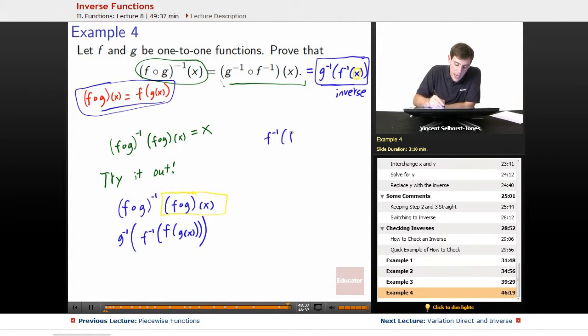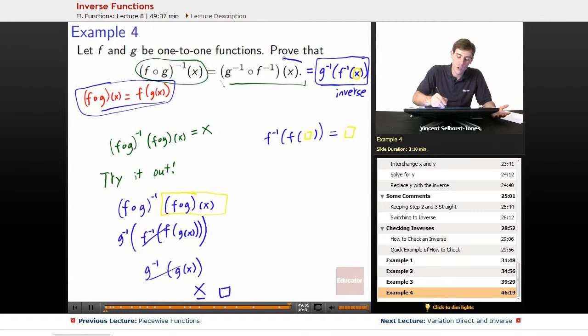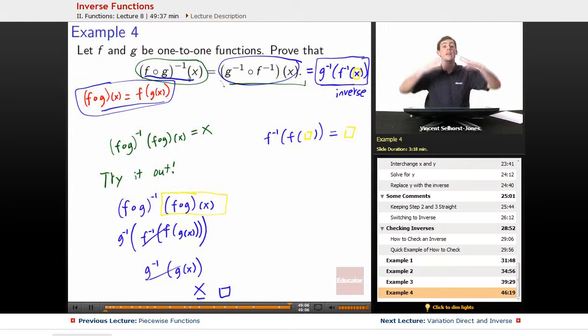f inverse acting on f acting on whatever is in there just cancels out and gets us right back to what we originally had in there. So f inverse acting on f cancels out, and we get g inverse acting on whatever was in there, which was g of x. So g inverse acting on g of x, exact same thing. We get down to x. So hey, we've proved it. g inverse composed with f inverse is how we create (f composed with g) inverse. Great, we've proved it.